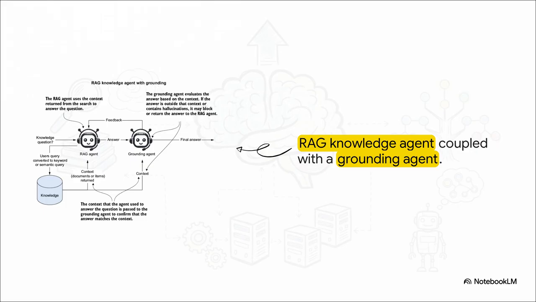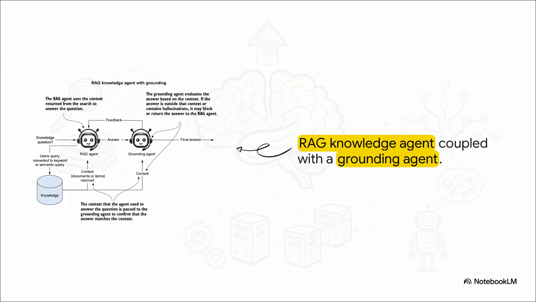The primary RAG agent does the initial heavy lifting, generating an answer from the retrieved context. But before the user ever sees that answer, it gets passed directly to a secondary grounding agent. Think of this secondary agent as a really strict editor. It looks at the exact same context, cross-references every single claim the primary agent made, and critically decides if there are any hallucinations or weird leaps in logic.